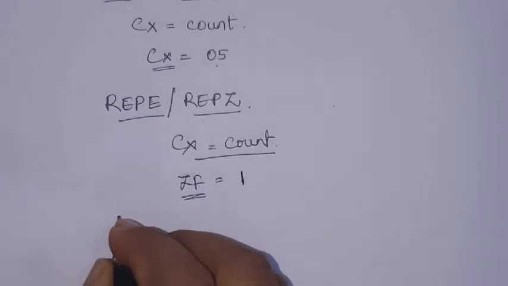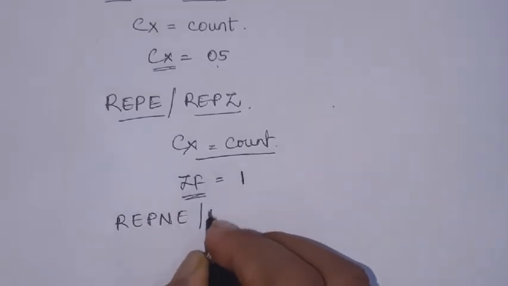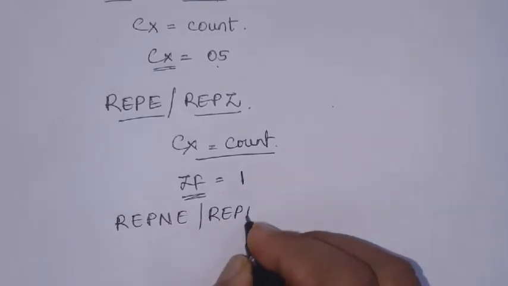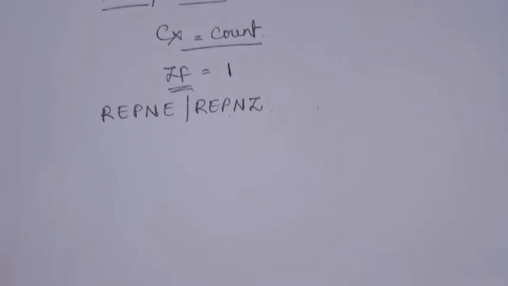In the same way we have repeat if not equal, or repeat if not zero. This will also check CX as well as the zero flag. Here if the zero flag is equal to 1, then it comes out of the loop. If it is not equal to 1, then it repeats the instruction which follows. So these are the prefixes which are used with string instructions.